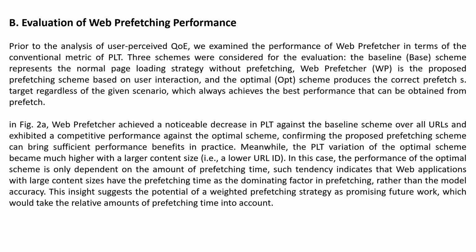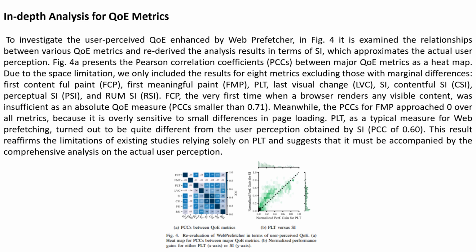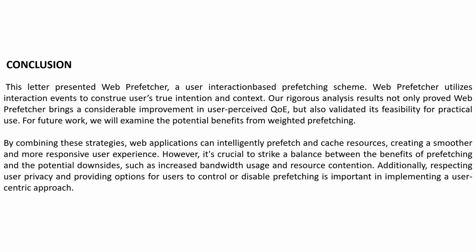So, evaluation of the web prefetching performance. Prior to the analysis of user perceived QoE, we examine the performance of web prefetcher in terms of the conventional metric of PLT. Three schemes were considered in the evaluation. The first one is the baseline. The baseline scheme represents the normal page loading strategy without prefetching. Web prefetcher, WP, is the proposed prefetching scheme based on the user interaction, and the optimal scheme produces the correct prefetches. So this is the in-depth analysis of QoE metrics.